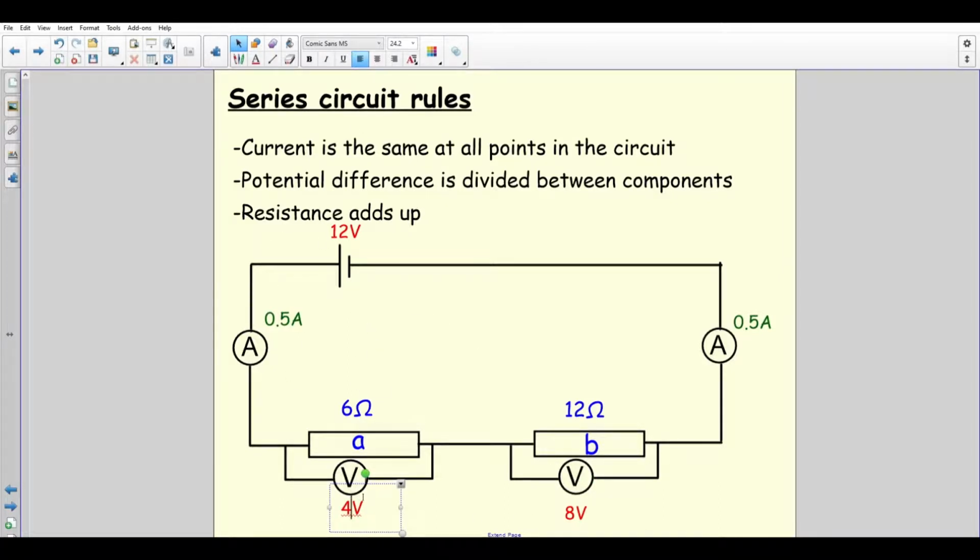And you quite often get a question where you might get, right, so we've got a 12 volt supply, we've got 8 volts in this one, how much is in this one? And you've got to work out, right, so 12 is split up into 8 and it's got to be 4. So it just splits up.